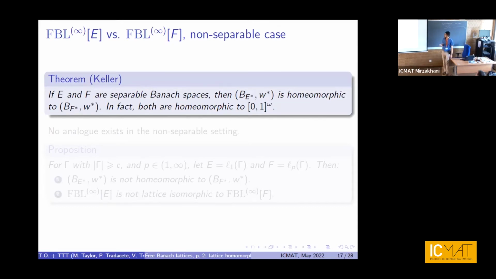So in the separable case, actually we don't know of any example of a separable Banach space E such that the corresponding infinity free Banach lattice is not that same universal object.